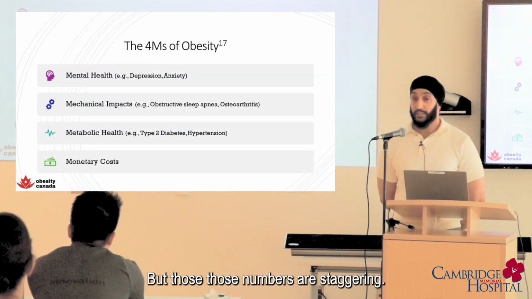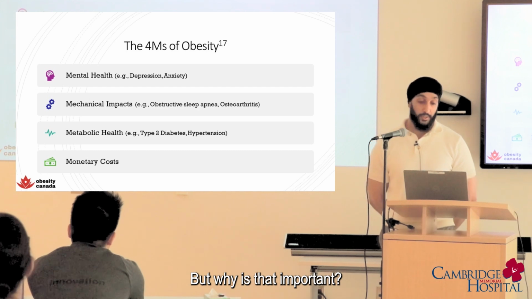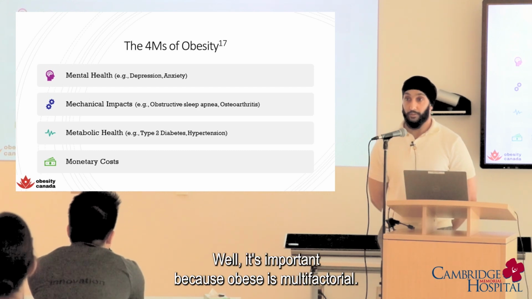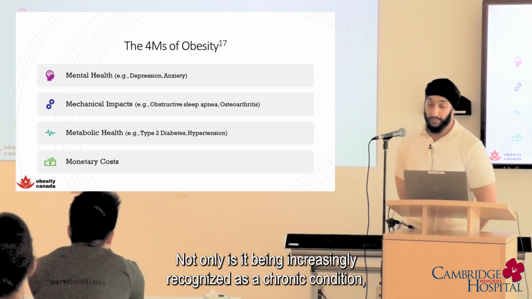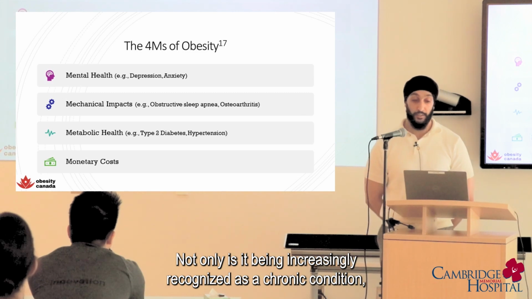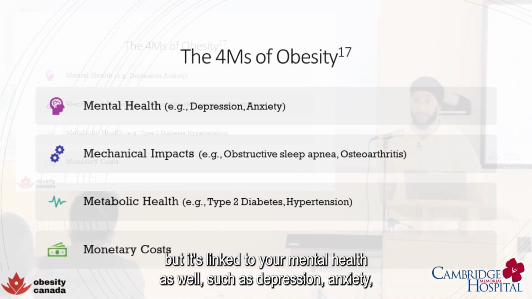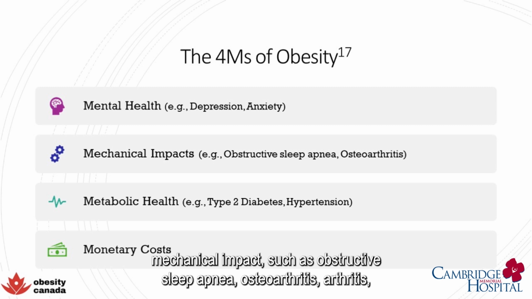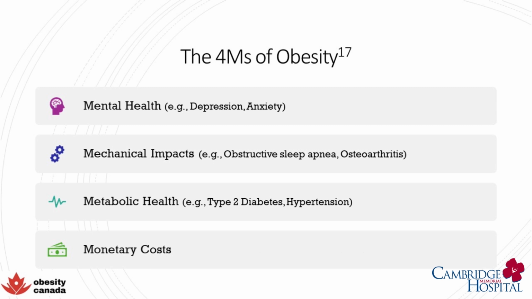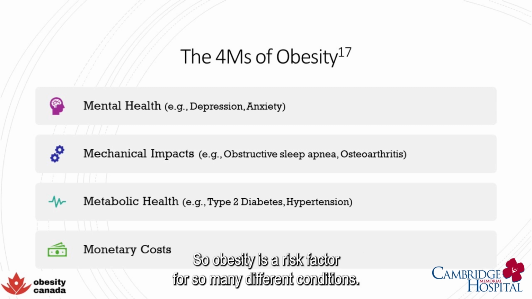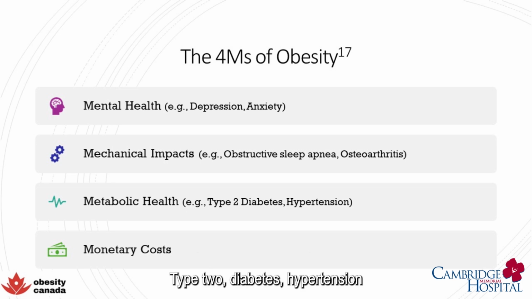But those numbers are staggering, but why is it important? Well, it's important because obesity is multifactorial. Not only is it being increasingly recognized as a chronic condition, but it's linked to your mental health as well, such as depression, anxiety, mechanical impacts such as obstructive sleep apnea, osteoarthritis, your metabolic health. So obesity is a risk factor for so many different conditions, type 2 diabetes, hypertension.